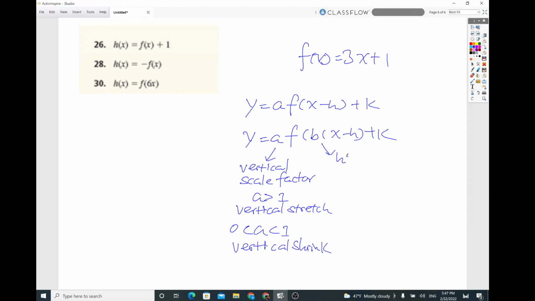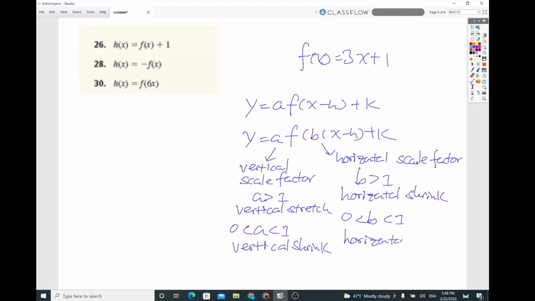So b is called the horizontal scale factor, similar to a, the vertical scale factor. If b is greater than 1, that means it's considered a horizontal shrink. If b is less than 1 but greater than 0, it's called a horizontal stretch. Sometimes you see that it's a horizontal compression. So if that's horizontal compression, then the value of b is less than 1 and greater than 0, like that.